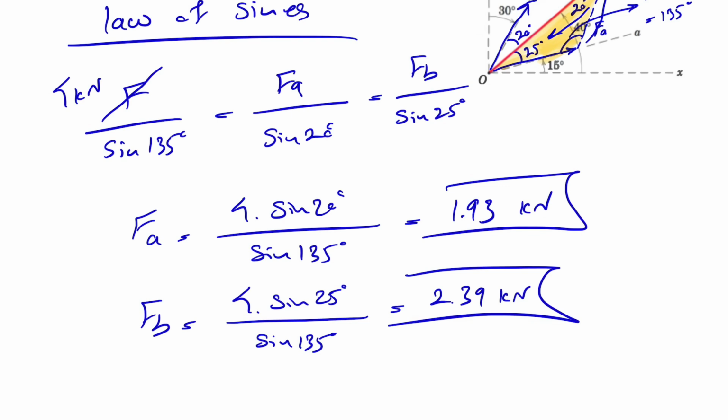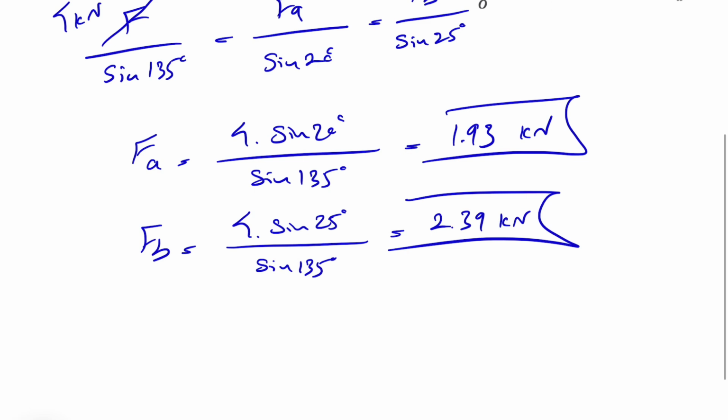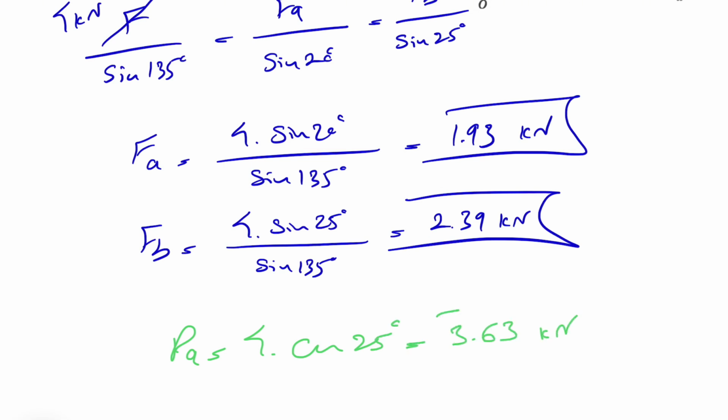And for finding the projection, I'm going to show the projections in green. So basically, this would be the projection on B, which we call it PB, and this will be the projection on A, which we call it PA. And since we have the angles in here, it's pretty easy to find the PA and PB. PA would be simply F cosine of 25 degrees. So PA would be 4, which is F times cosine of 25 degrees. And that's going to be 3.63 kilonewtons.